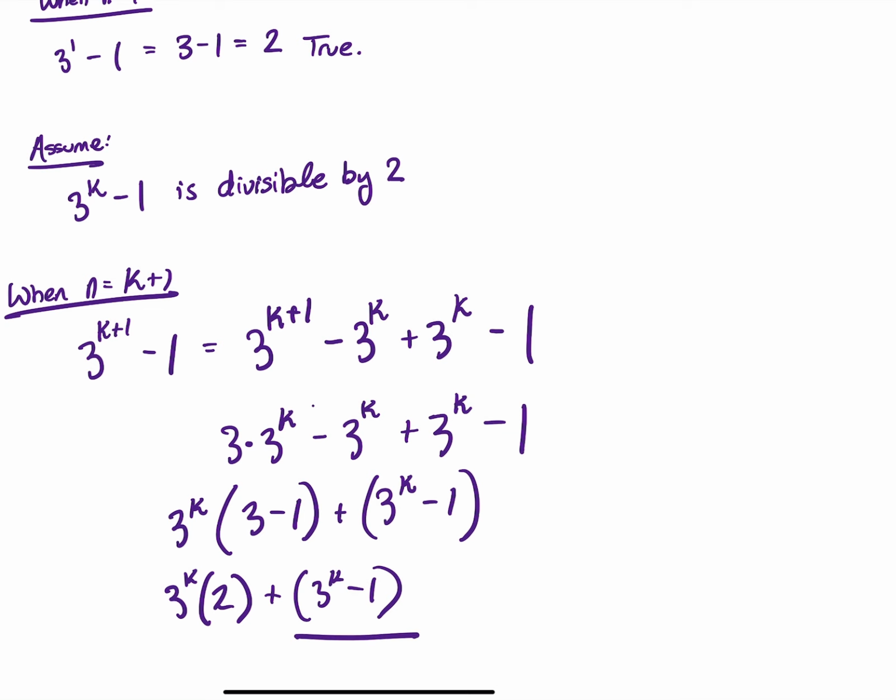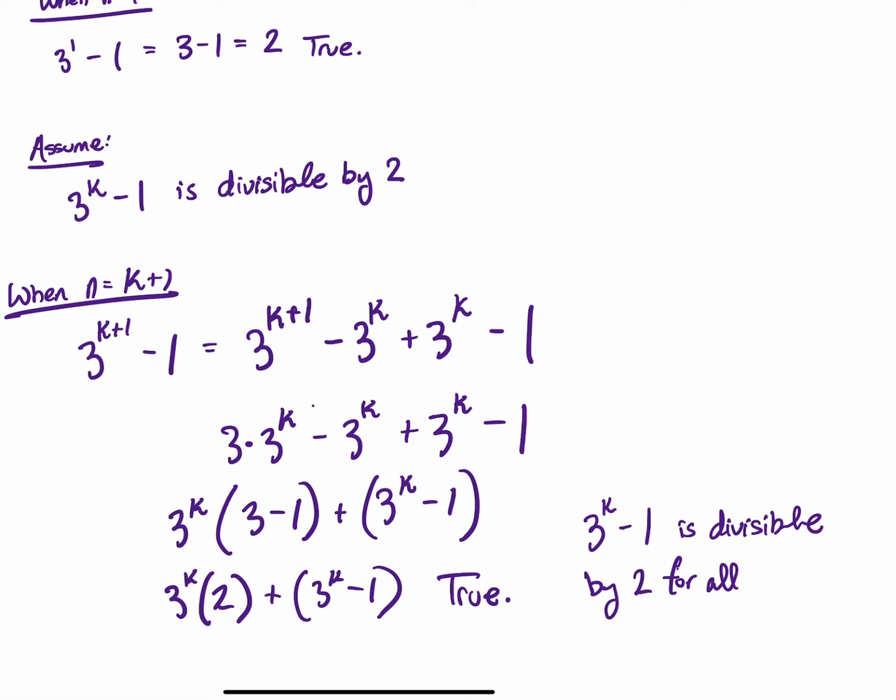So since we know the second term is assumed to be divisible by 2, and our other term is multiplied by 2, it will definitely be divisible by 2. So that gives us a true statement. So it's true for the first term and the general next term. So we can say 3 to the power k minus 1 is divisible by 2 for all natural numbers.